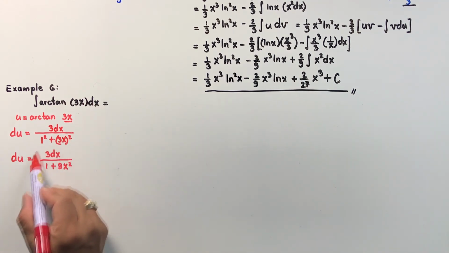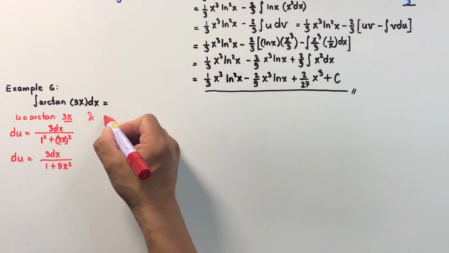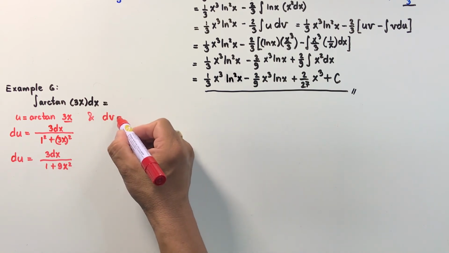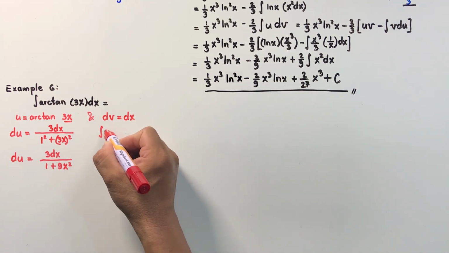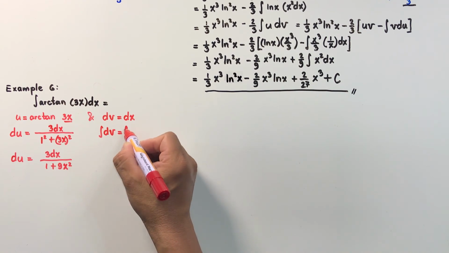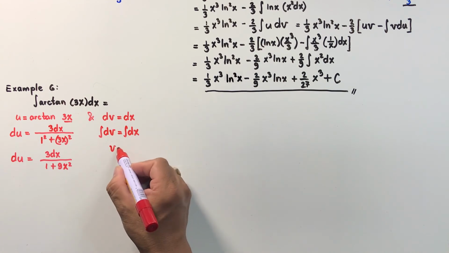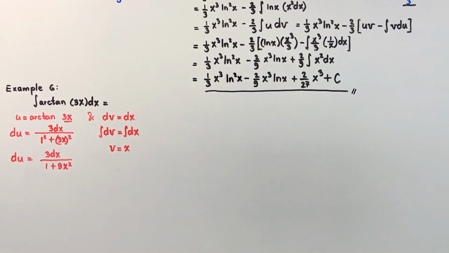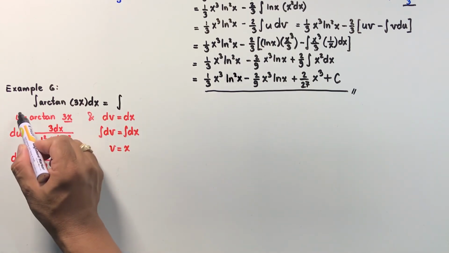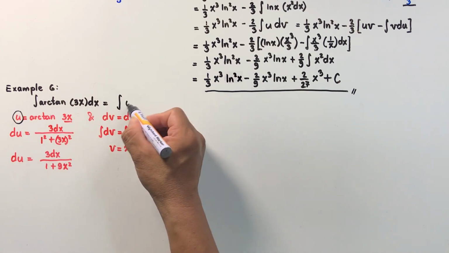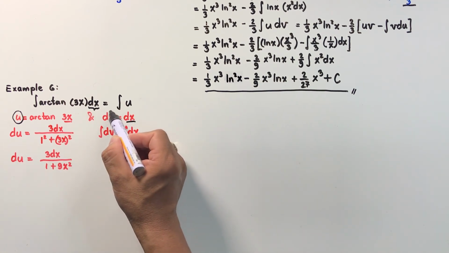And you can recall this one from your differential calculus. And also for our dv is only dx here. So therefore, the integral of dv is just the integral of dx. And we know that the integral of the differential cancels each other. So our v is equal to x. So instead of writing arctangent of 3x, you will write its representation, which is u. And instead of writing dx here, I will write its representation, which is dv here.